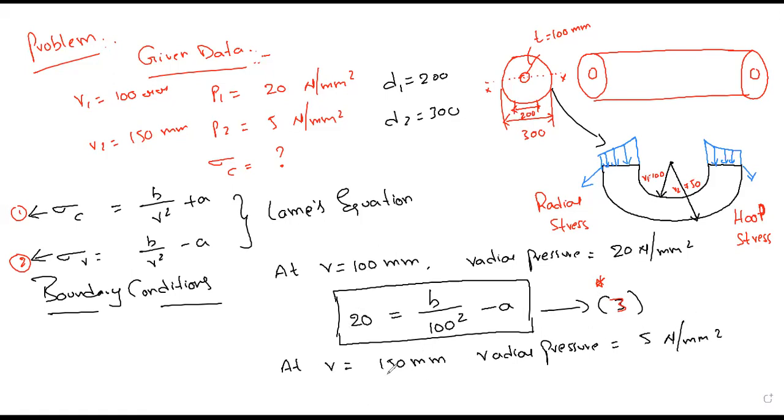Why? Because this is the radial pressure at the radius of the outer layer of the thick cylinder. By that your radial pressure is 5 Newton per mm square. So 5 is equal to B by 150 square minus A. Let's take this as your fourth equation.